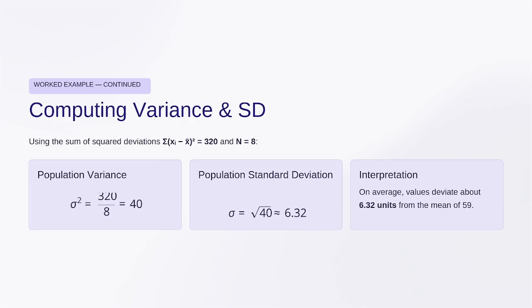So variance is 40. Now standard deviation is the square root of variance, square root of 40, which is approximately equal to 6.32. This means the values are typically about 6.32 units away from the mean value of 59. That's the real meaning of standard deviation.